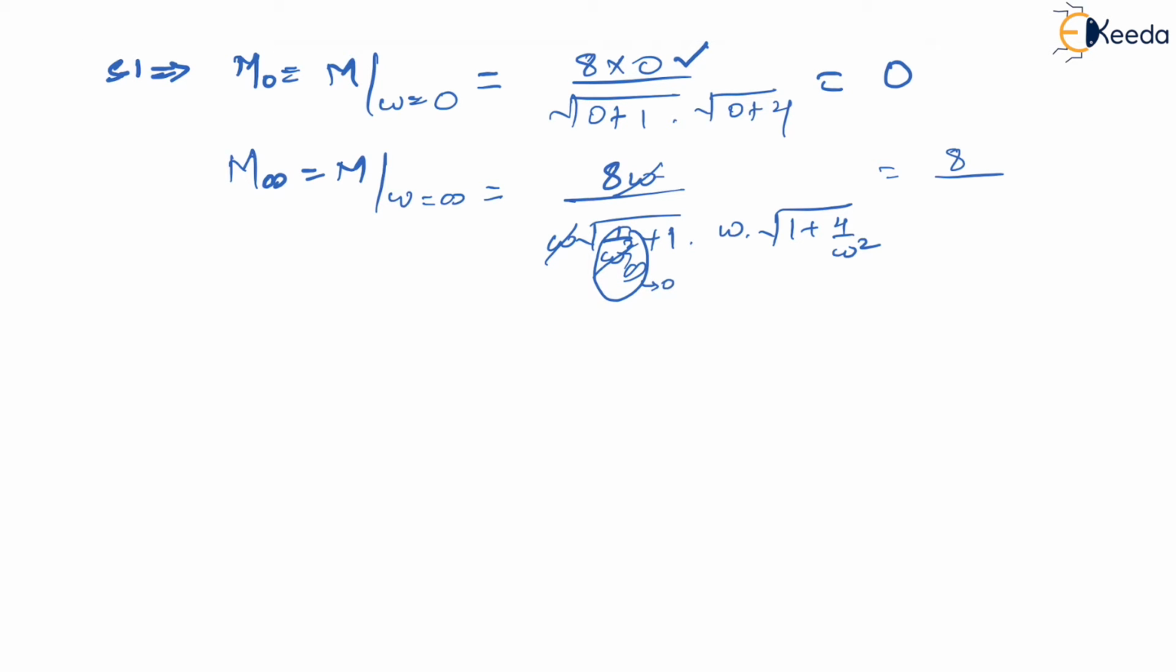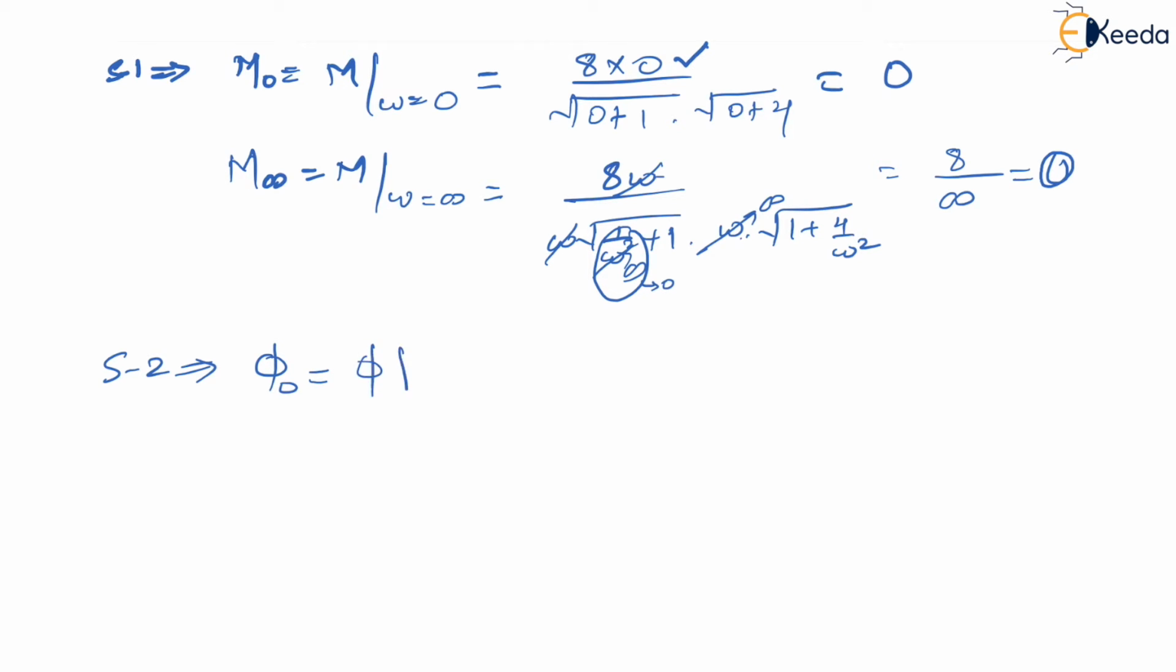So 0 plus 1 is 1, into again, this is infinity, infinity into anything is infinity, so it becomes 8 by infinity, which is equal to again 0. This is a very interesting problem. Now, step 2 is what? To find angles, phase phi 0 and phi infinity.